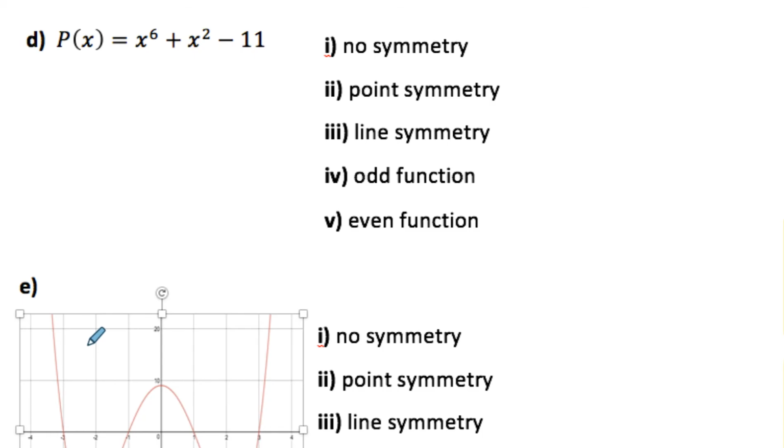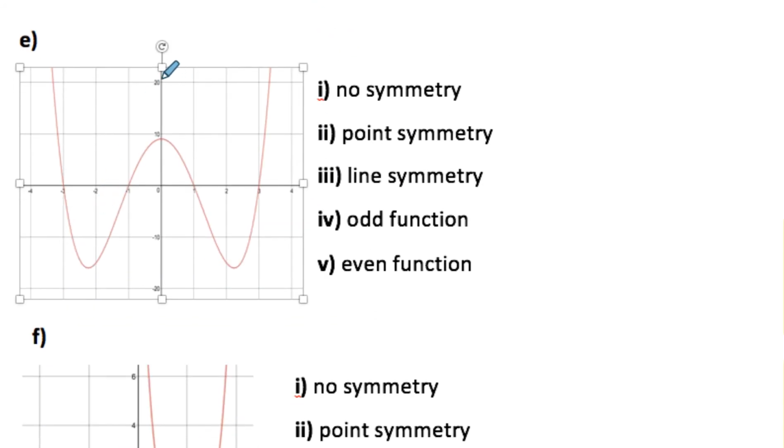Part D, we just have the equation, we don't have the graph. So in the equation, I see 3 terms, and all 3 terms are even degree. Degree 6, degree 2, and degree 0. All of those are even degree. That makes this an even function, and all even functions have line symmetry at the y-axis. We can circle line symmetry.